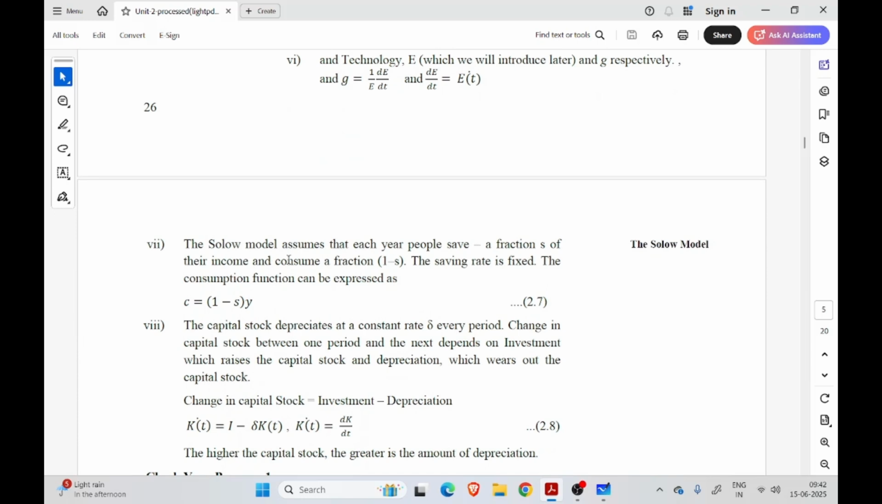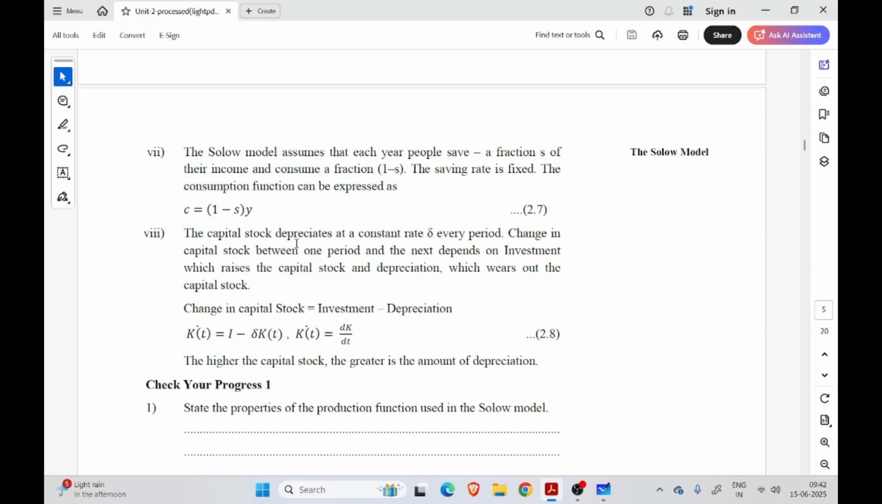The Solow model assumes that each year people save a fraction s of their income and consume a fraction 1 minus s. Therefore we can say that the total output is given by consumption plus saving, and saving is a fraction of the income, and the fraction is given by small s. So this equation would be important later.